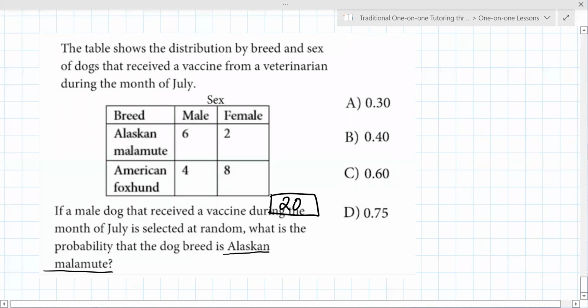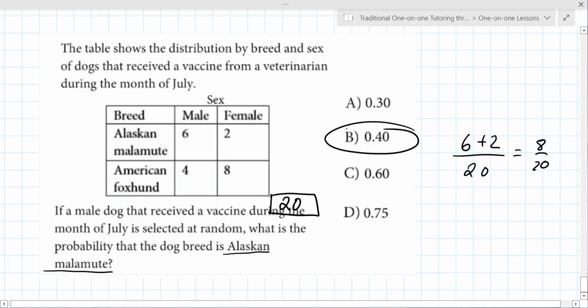And what you're trying to find is an Alaskan Malamute, which is 8 across both of them. Yep, so that's 8 out of 20. And then you multiply each side by 5, and that's 40. Well, this 8 out of 20, you've got to be able to convert to a decimal, because if you multiply the bottom by 5 and top by 5, that gets to be out of 100.